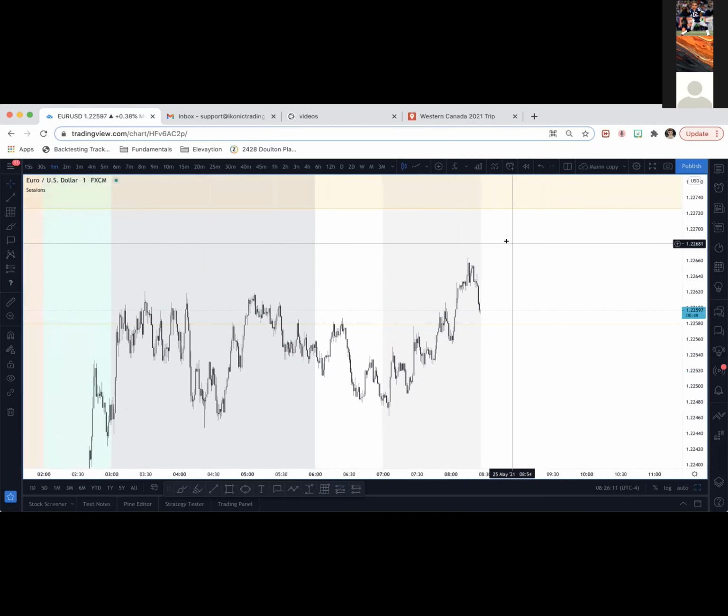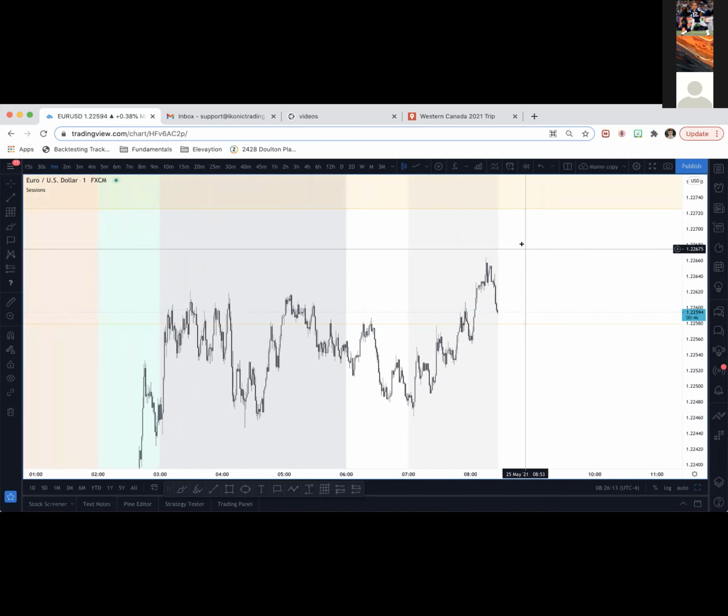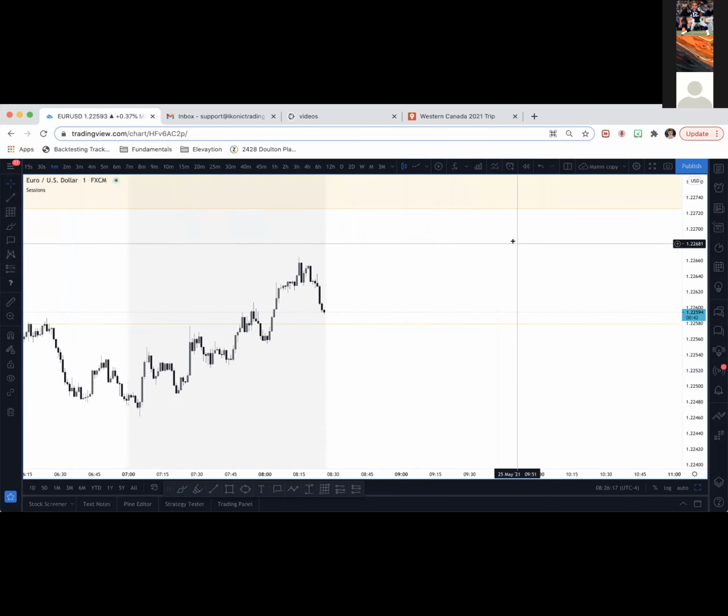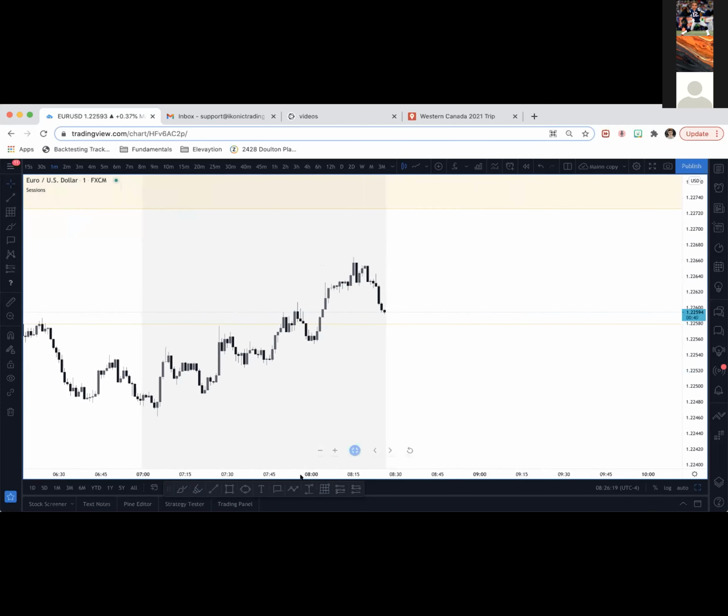Correct. But yeah, I could see it being a continuation trade, but we are at the top. We're in that zone, so we'll see what happens. So yeah, who cares? We just wait. That's it. Just wait, hang out.